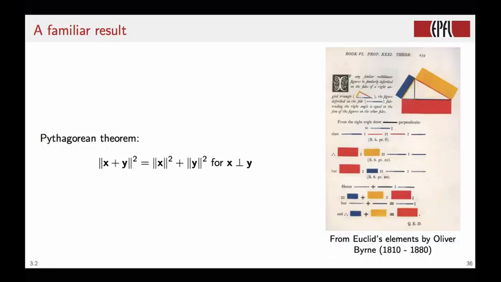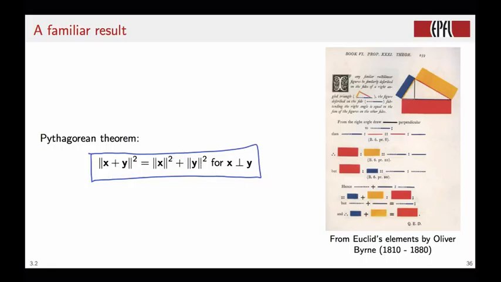Now we're going to discuss a very familiar result, which is called the Pythagorean theorem. The Pythagorean theorem that you probably know from the two-dimensional incarnation says that when two vectors are orthogonal to each other, so x is orthogonal to y, then the norm of x plus y squared is equal to the norm squared of x plus the norm squared of y.